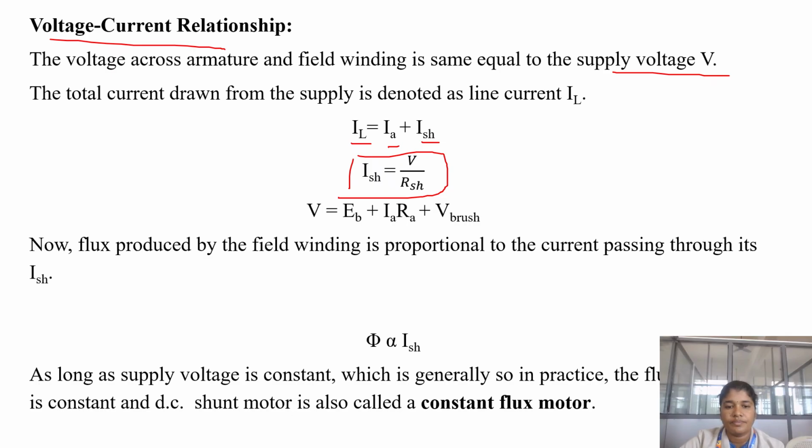The flux produced by the field winding is directly proportional to the field current. As long as the supply voltage is constant, the field current is generally constant. So the shunt DC motor has constant flux. The flux is constant for a constant supply.